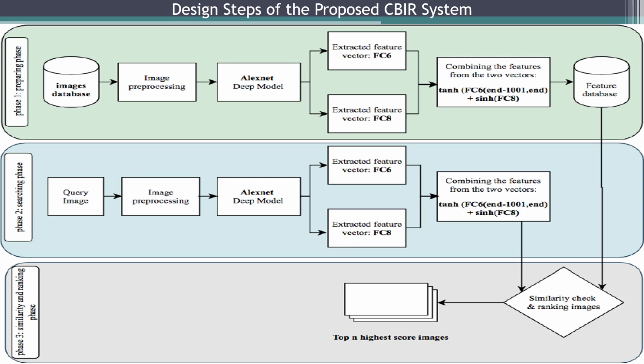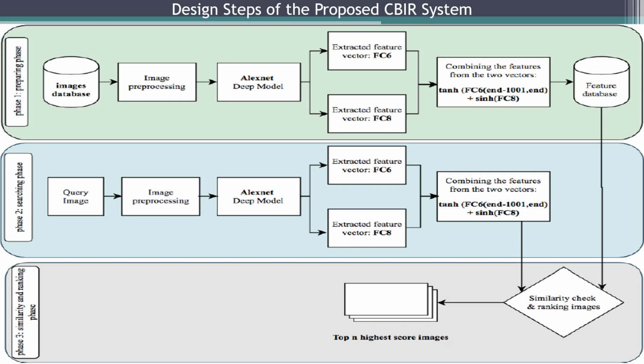Next is the searching phase. The second phase is the search for identical or similar images to the query image. The main task of the CBIR system is to find exact matches or similar images to that query. The query image undergoes the same feature extraction procedure as in phase 1.